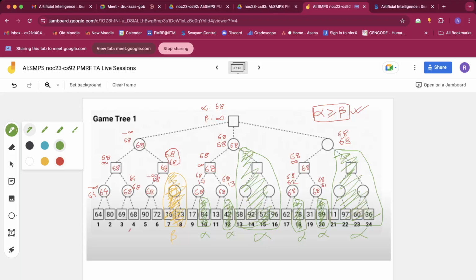Okay, and then this node will have a value of 68, which will again be offered to its max parent, which has an alpha value of 68, so no change will happen, and all its children have now been evaluated, so this will be assigned a value of 68 again.